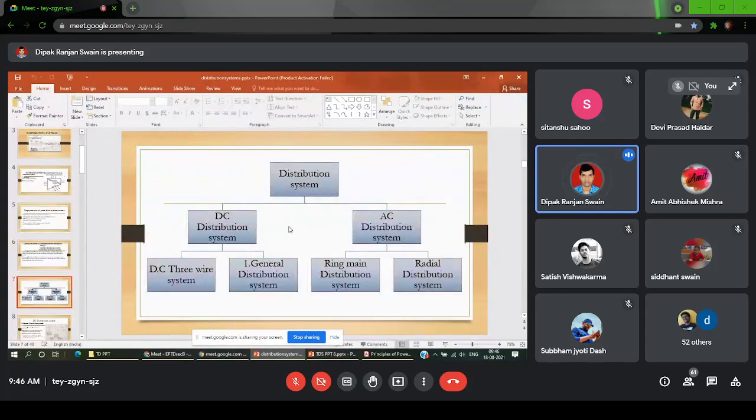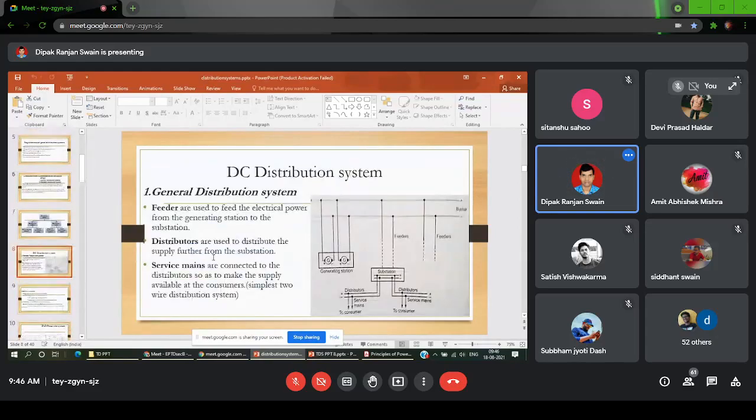Now these are different DC distribution or AC distribution systems that we will also discuss in the coming classes. I'm just going to have a discussion about the DC distribution system. Generally, the DC distribution system is not so much used in our country, but some of the European or Western countries are using this type of distribution system because of its advantage that it has less loss.